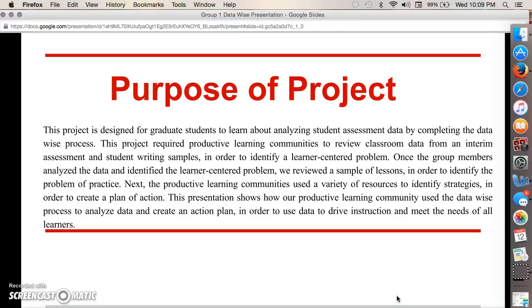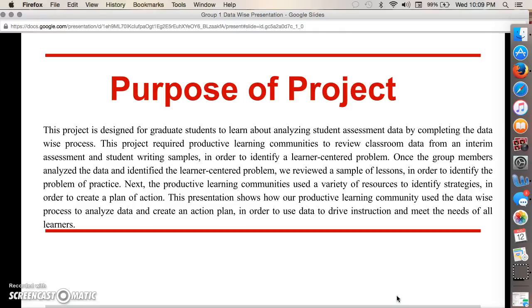Then, once we identified our learner-centered problem, we came up with what the problem of practice was. And in the DataWise process, the problem of practice is what the teachers could be doing better. Because we know that if the students are having trouble in areas, the problems lie in the practice of the teacher. So the problem of practice we identified by naming what we could have done better as teachers.